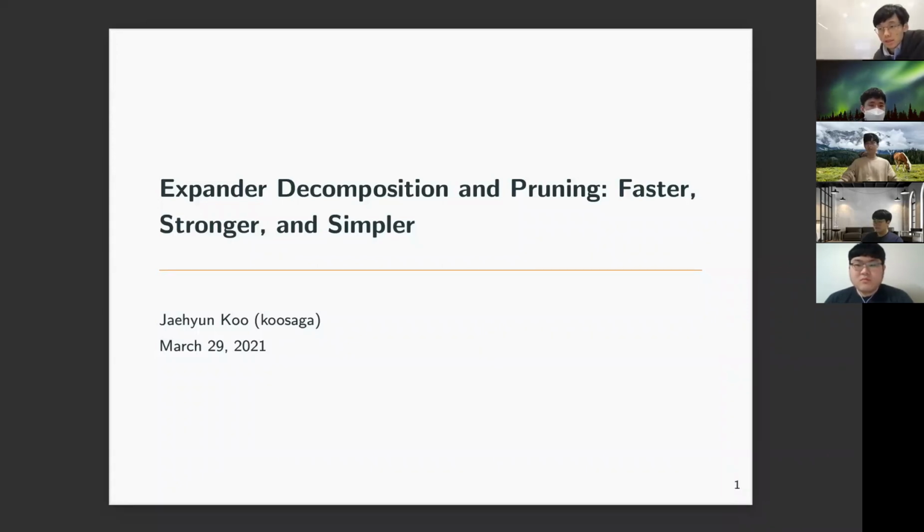In this lecture, I'll try to visit the concept of expander decomposition and pruning. I'll talk about the definition, how to apply it to solve some problems, and also an algorithm that computes the expander decomposition and pruning. So let me start.